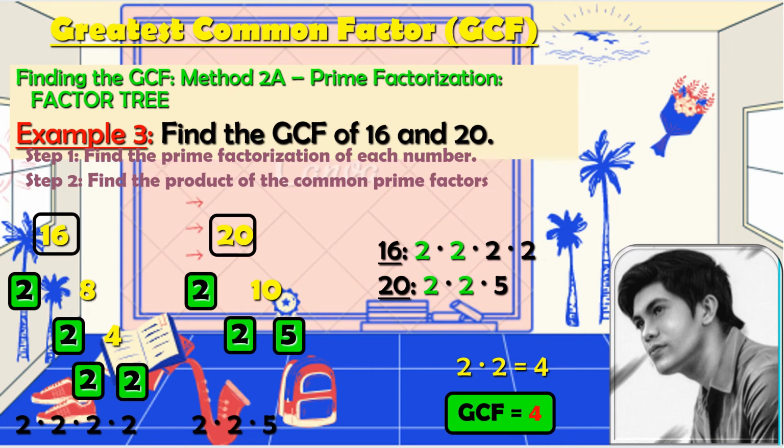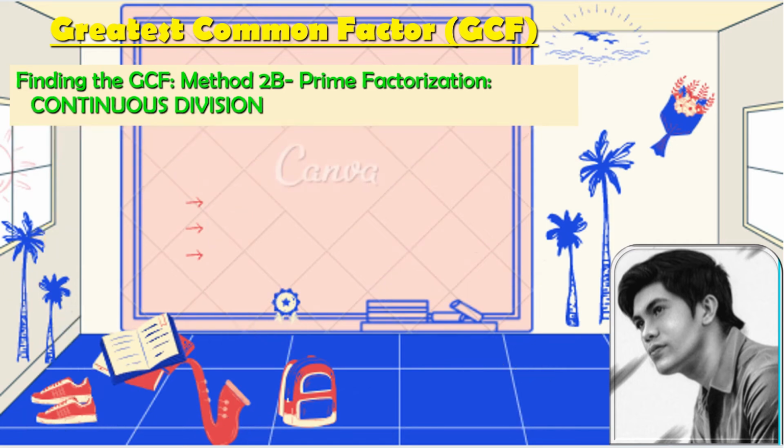So, ang prime common factors of 16 and 20 are 2 times 2. So, the GCF is equal to 4. Here we go. Now, let's go to method 2B, the prime factorization using continuous division.